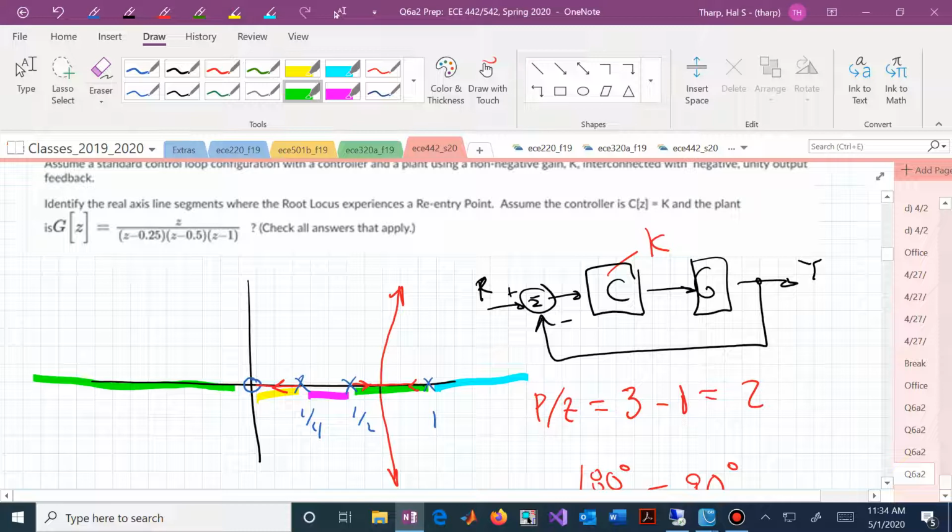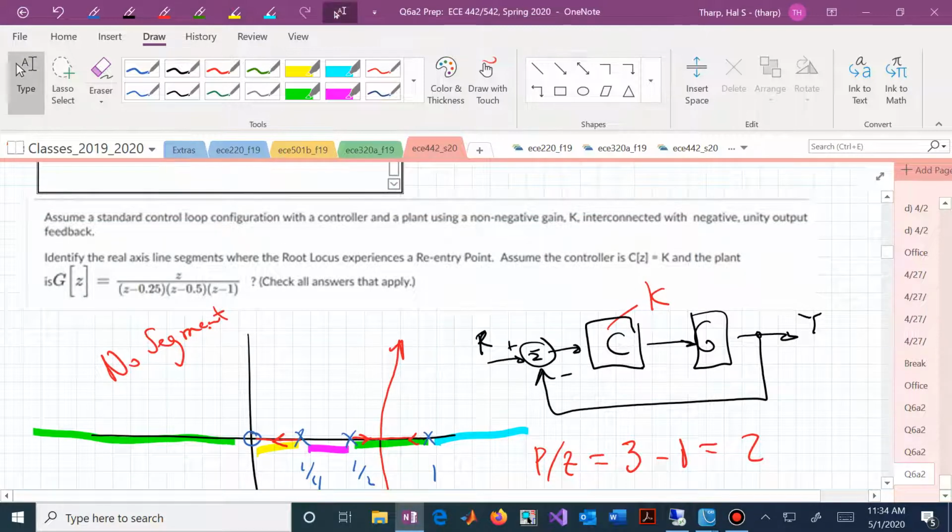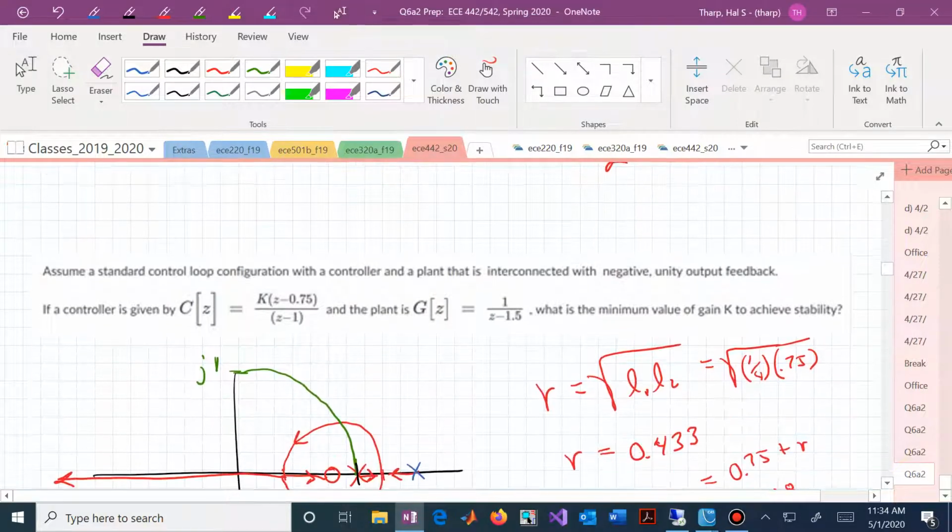We only have 2 of those line segments on the root locus, but even with those 2 line segments, we have 3 branches. We have 2 branches between 1/2 and 1, and 1 branch between 1/4 and 0. I hope that's now clear. So in this particular problem, you would say no segment of real axis provides a re-entry point. There is no re-entry for that problem.